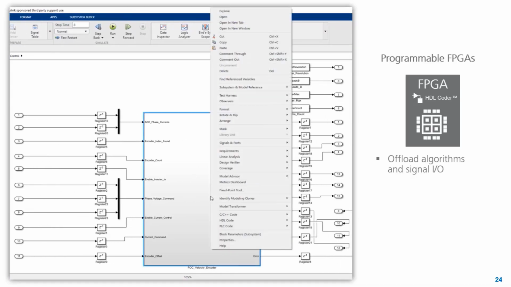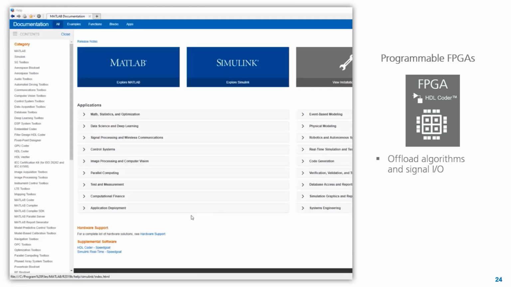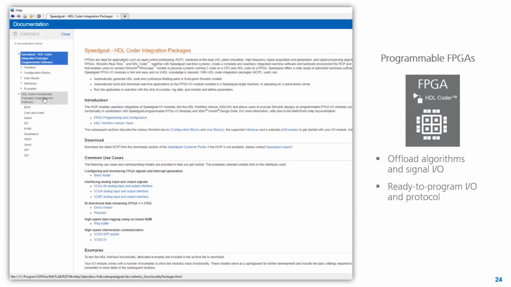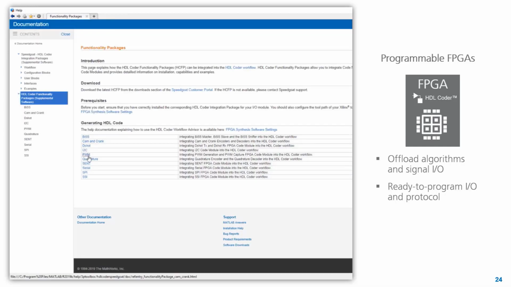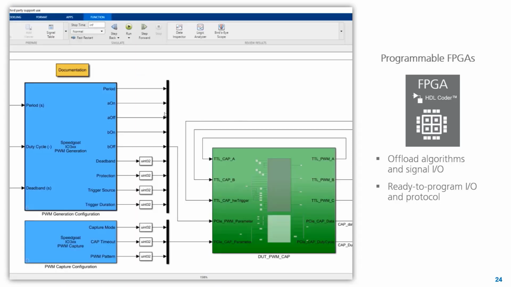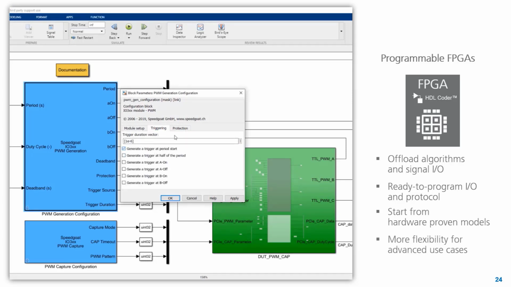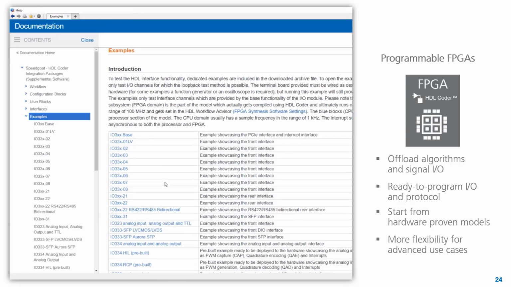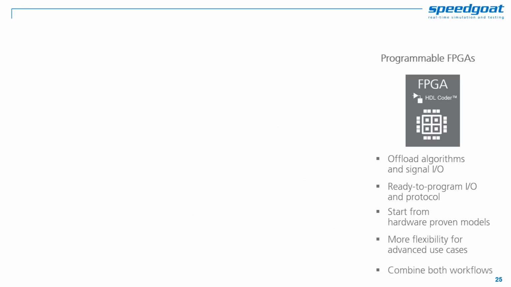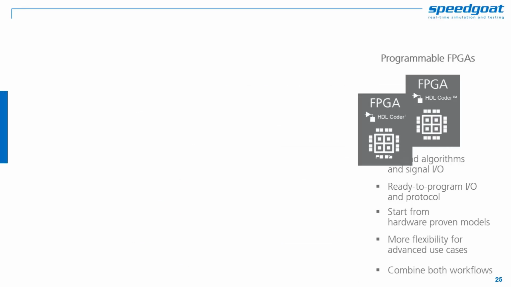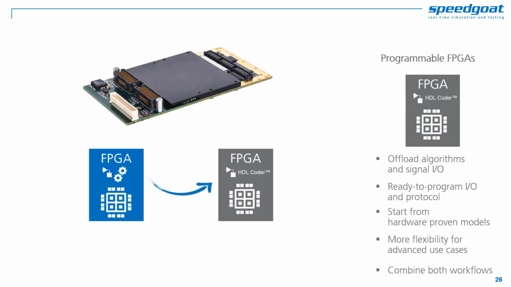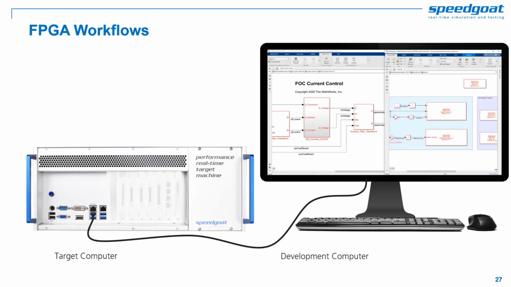Programmable FPGAs allow you to outsource both parts of your algorithm and signal I/O to the FPGA using the HDL Coder workflow from within Simulink. Speedgoat provides you with ready-to-program I/O and protocol driver blocks, so it doesn't necessarily become more complicated, because you can leverage and start rapidly using hardware-proven example models. Ultimately, you have more flexibility for your advanced use cases. Several FPGA I/O modules allow using both workflows, so it's possible to start simple with the configurable workflow and evolve to the programmable one as you go. Regardless of the workflow, Speedgoat FPGAs work like any other I/O modules and can be reconfigured.